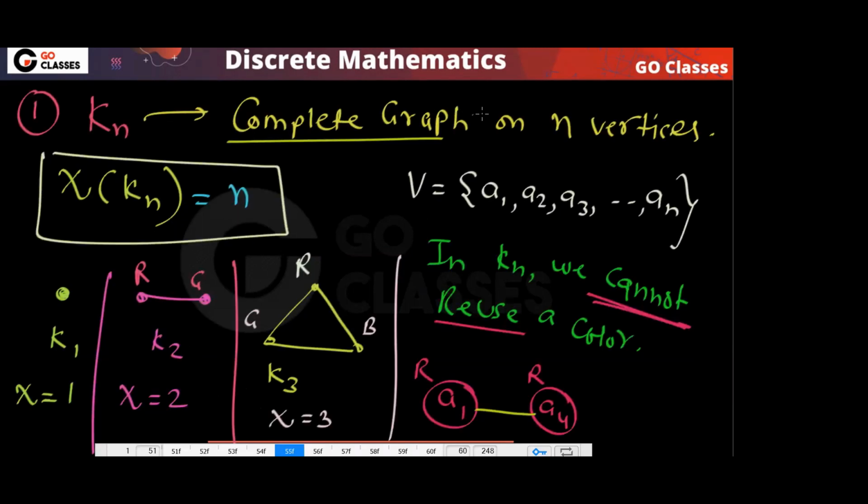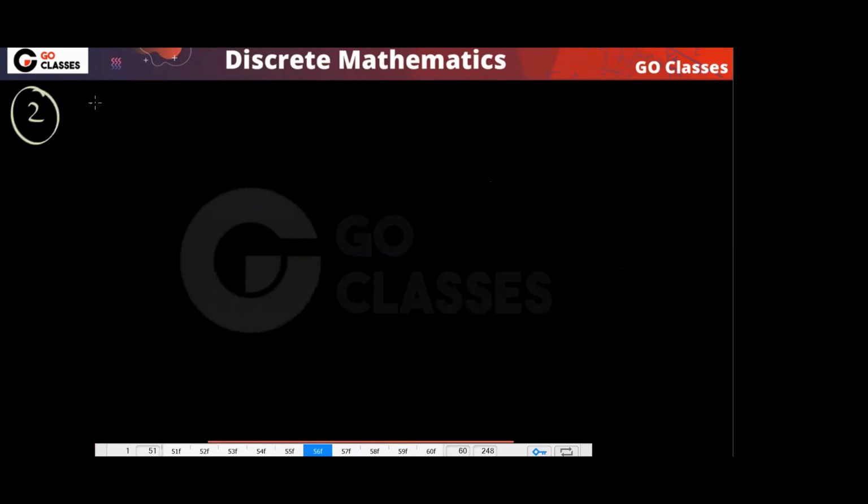So whenever you see a complete graph on n vertices, you immediately know that n colors are definitely needed. Let's see the next graph, that is the edgeless graph, En. This is your favorite edgeless graph. This is the edgeless graph on n vertices.